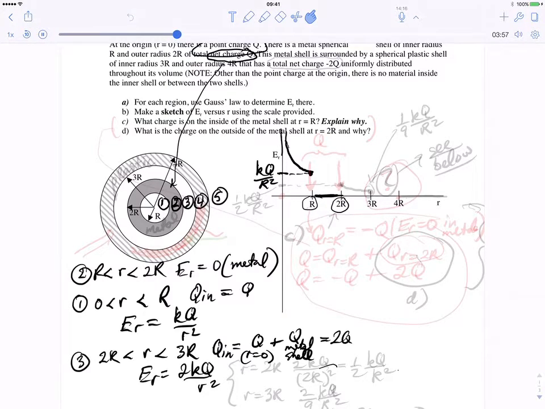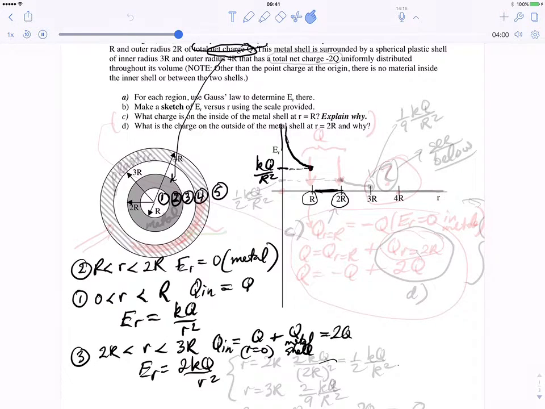That's our function of little r. Let's plot that too while we're at it. So at twice big R, little r equals twice big R, you're going to have 2kQ over twice big R all squared, and that's going to give you 1/2 kQ over big R squared. At the outer extreme of that region, little r equals 3R, you're going to have, you can do it in your head, 2/9 kQ over big R squared, like that.